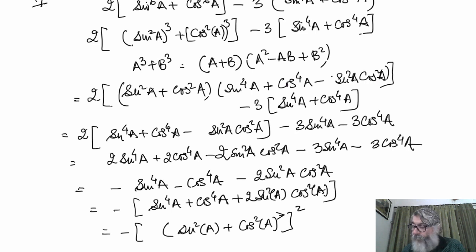Sine square a plus cos square a is what? 1. So it will be minus 1 whole square. So it will be minus 1. The value of this comes out to be minus 1. So we were able to calculate the value as minus 1.